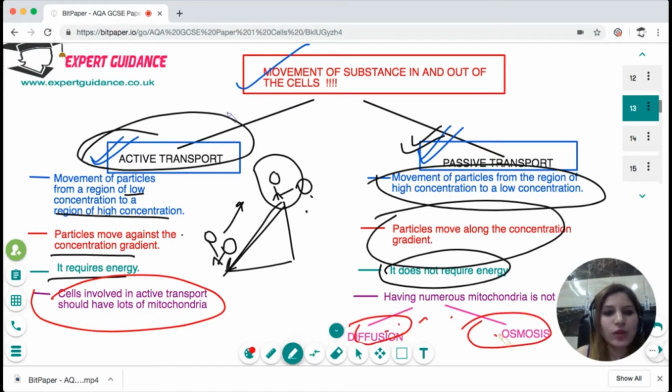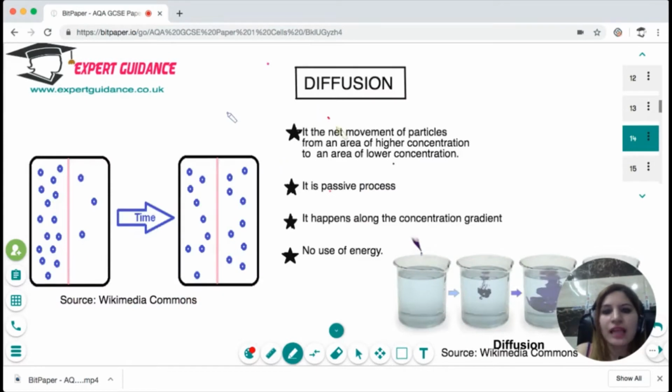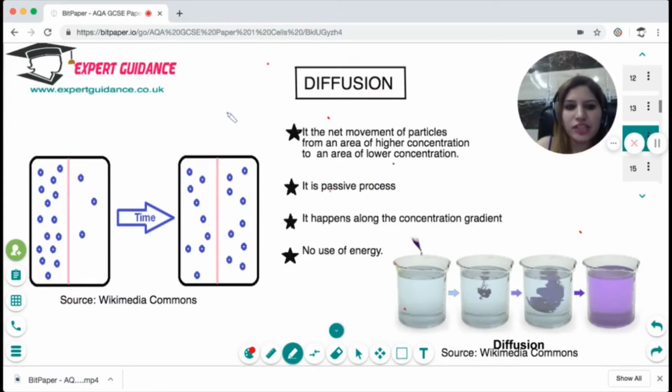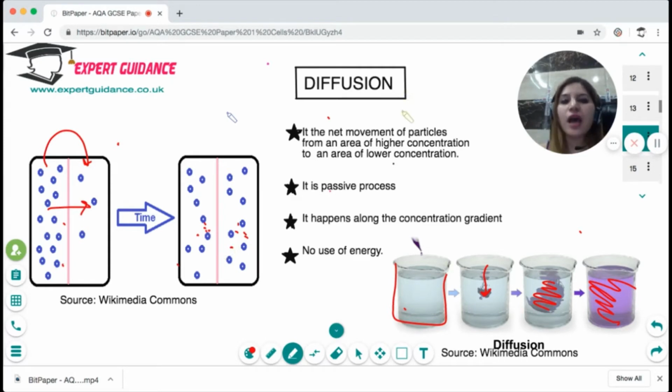Now, let us see what diffusion is and what osmosis is. If you see this diagram here, this was an empty container of water and a drop of purple ink was dropped. This ink started to spread out, and it spread out evenly until the particles of the ink were evenly distributed in the water. You can see this with this example: there are more particles on the left side as compared to the right side. So the particles with time move from the left side towards the right side until the concentration of the particles is equal on both sides. This phenomenon is diffusion.